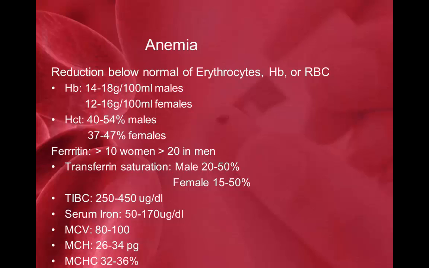Then you have the mean corpuscular hemoglobin and the mean corpuscular hemoglobin concentration, which is the one you have to concentrate on. 32 to 36 will give you the actual color or chromasia of the red blood cell. If it's 32 to 36, it is normochromic. If it's less than 32, it is hypochromic. If it's higher than 36, it is hyperchromic.